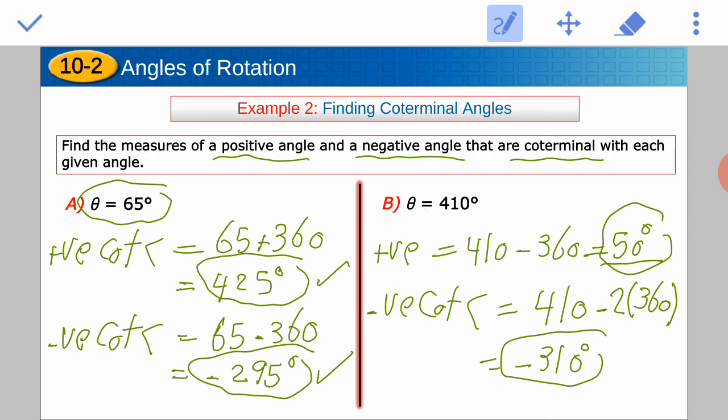Remember, guys, there are infinitely many coterminal angles of the same angle.